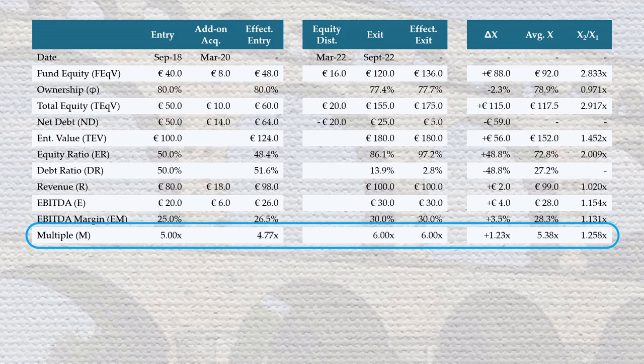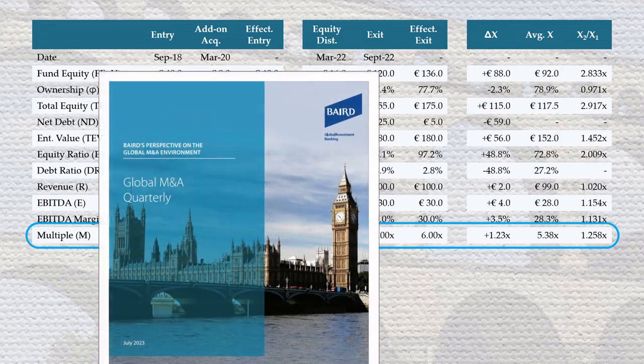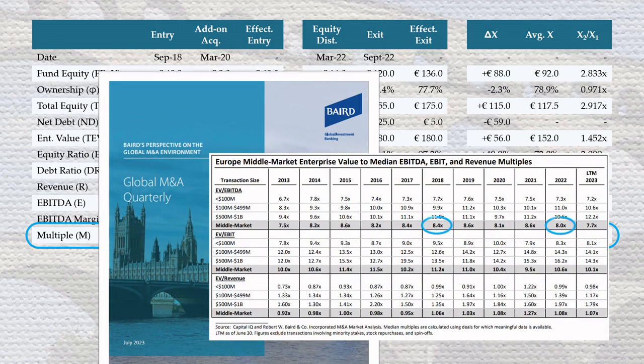To measure the market versus the manager impact, we need a good proxy for broader market valuations. PitchBook could be a good source for these numbers, but I like investment banker reports like this one from R.W. Baird. You can get access by signing up for it on their website. The M&A Outlook includes handy tables like this one, which says European middle market M&A multiples were about 8.4 at entry and 8.0 at exit. This suggests a contraction in market valuations over the holding period.